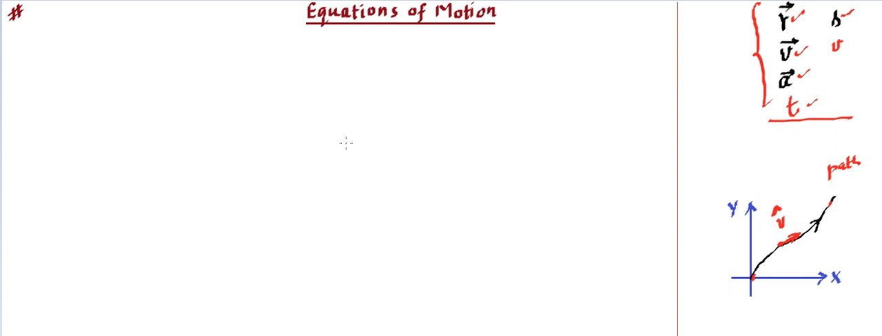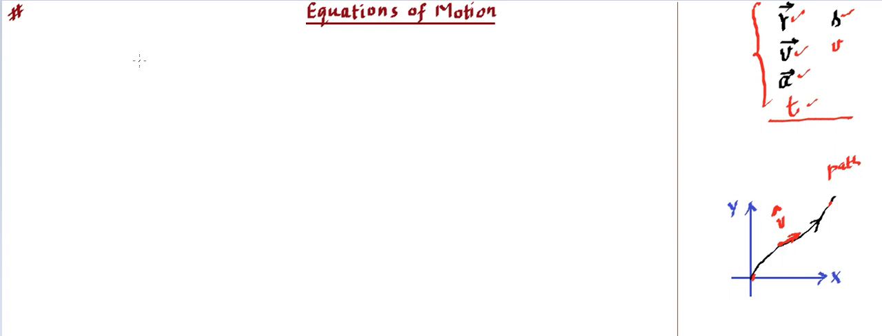Now let's come towards these equations of motion. That means let's try to form the relation among these quantities or definitions that we have learned. Most of the equations we have already established as per the definition. So they come from the definition.